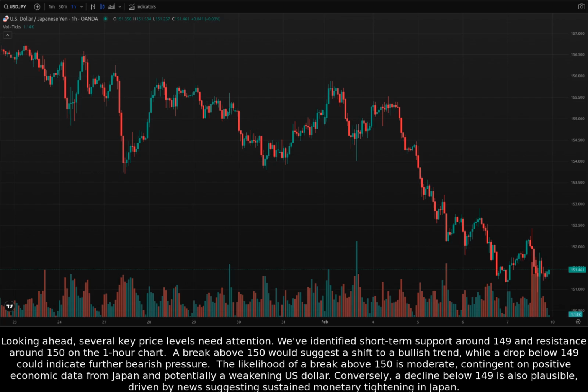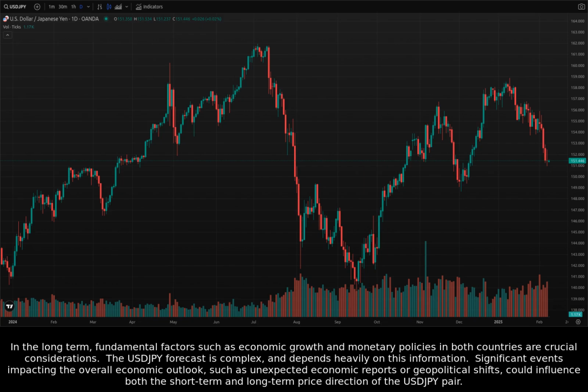a weakening US dollar. Conversely, a decline below 149 is also plausible, driven by news suggesting sustained monetary tightening in Japan. In the long term, fundamental factors such as economic growth and monetary policies in both countries are crucial considerations. The USDJPY forecast is complex and depends heavily on this information.